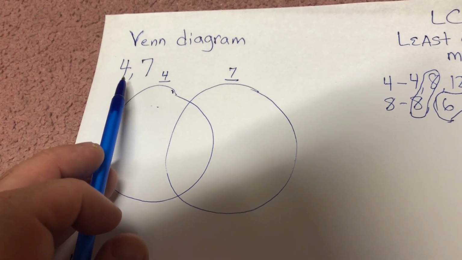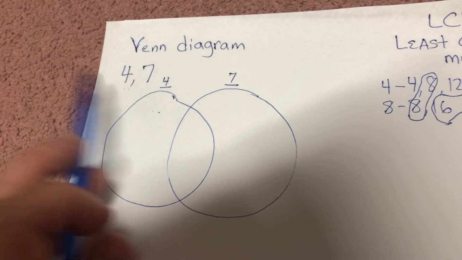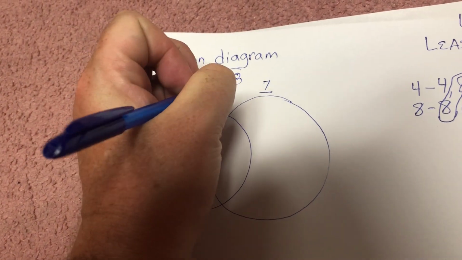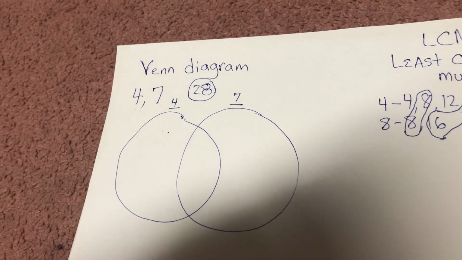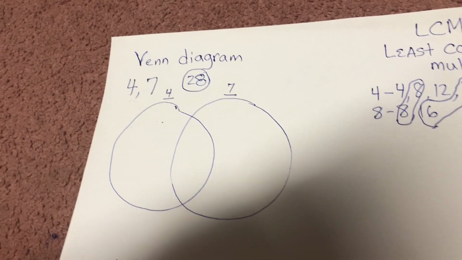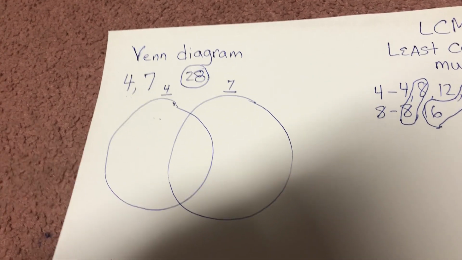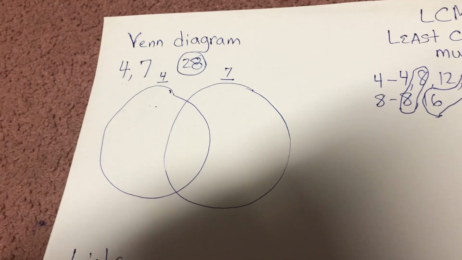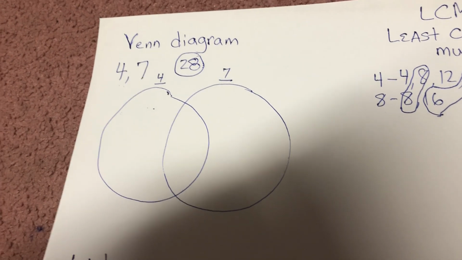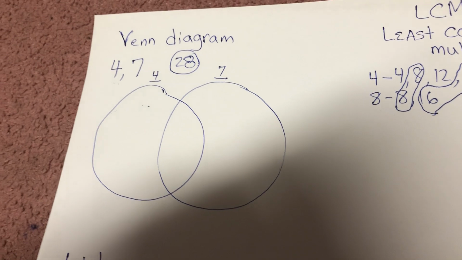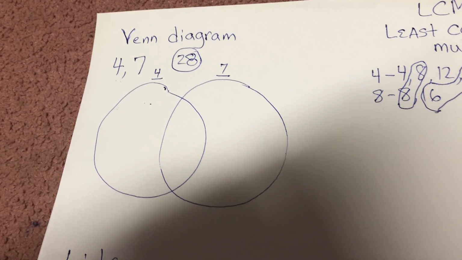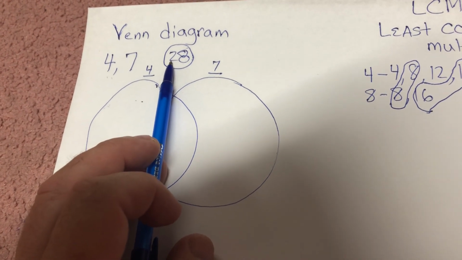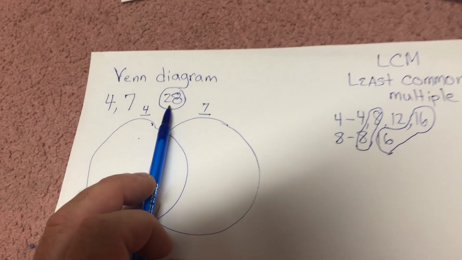My suggestion is the first thing you do is just think 4 times 7. Because 4 times 7 is going to give you 28. So you are guaranteed that 28 is a common multiple, and you don't need to go any bigger than 28. If there's not a common multiple that's less than 28, then 28 is going to be your least common multiple. If there is something less than 28, then something else will be. But you don't need to go any higher than 28. There's no reason to go any higher than 28.